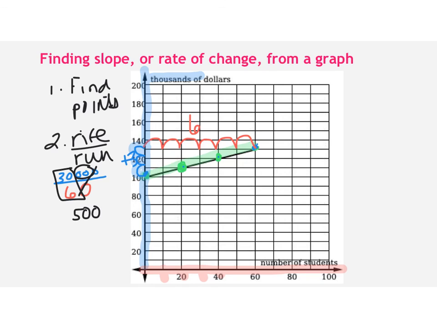So if we think about what that means in terms of the problem, my rise is 500 for every 1. That means that for each student, the school is getting $500 in addition. We're looking at that previous problem, in addition to that $100,000 that they get. But my slope, or my rise over my run, would be 500 over 1, or just $500 when it reduces.